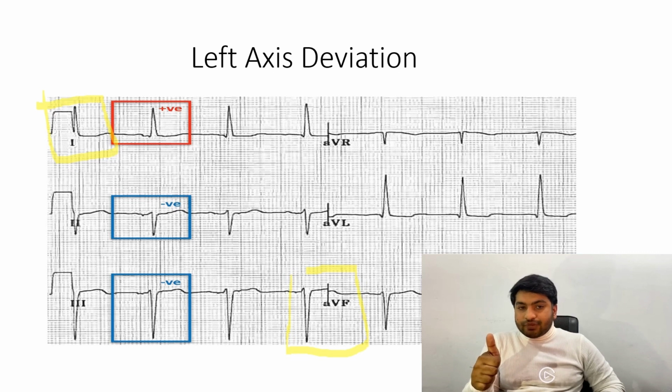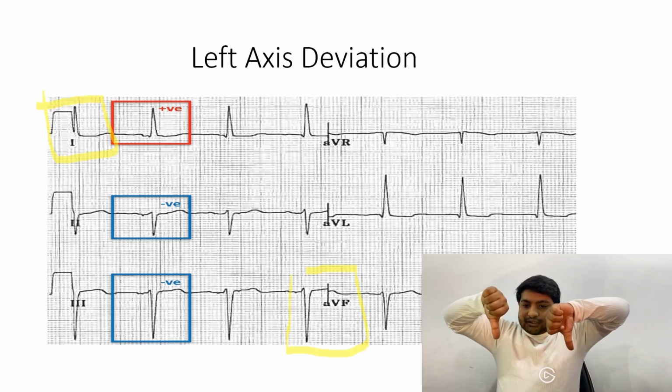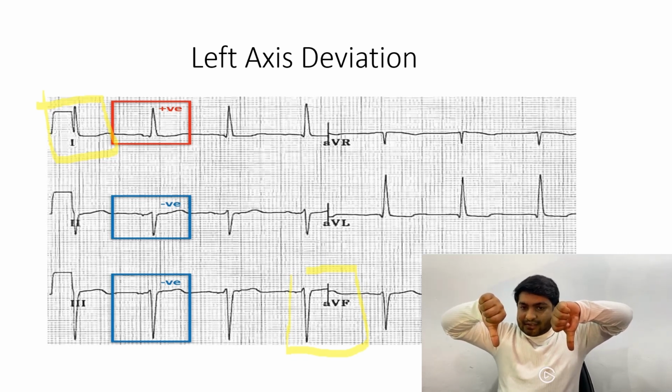So what happens if both lead 1 and lead AVF are negatively deflected? Since my thumbs are showing that it's a terrible thing, we will call it extreme axis deviation or northwest axis. This is the easiest way to determine the axis.